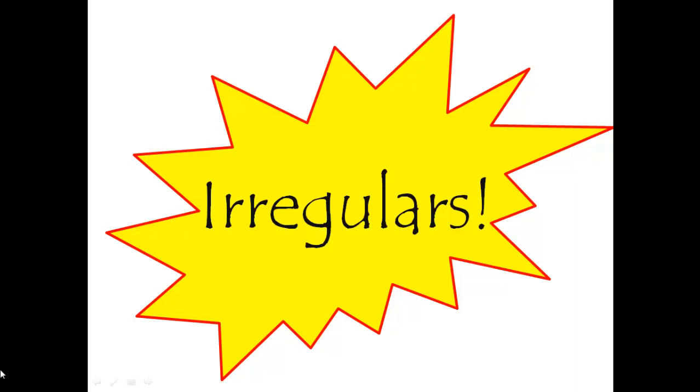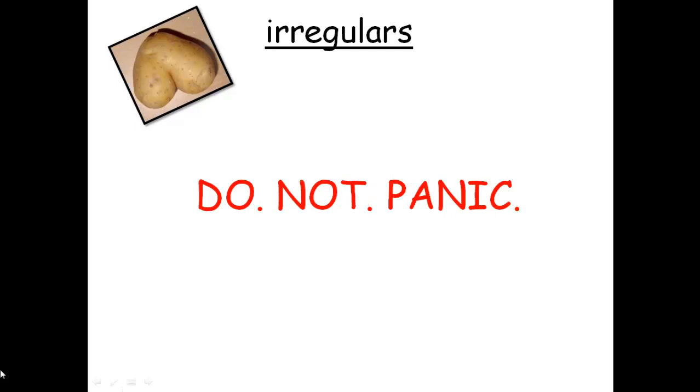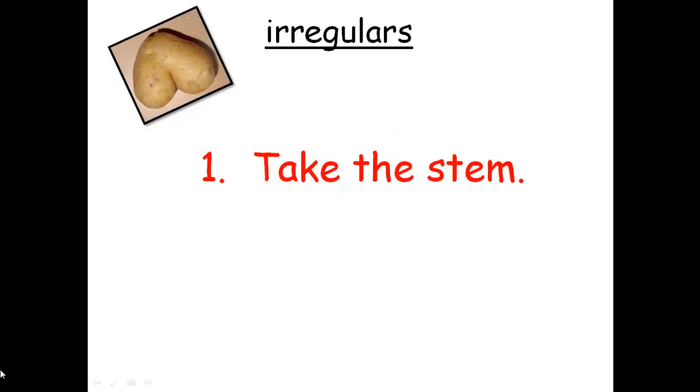So, with the irregulars, the first thing to remember is do not panic. Don't panic about the irregulars. There's some good news about them. And if you're feeling a bit sharp, you might be able to guess what I'm going to say. Well done. There are only about 13, give or take, common irregulars. And you indeed do have more fingers and toes than that, so stop freaking out. This is how you do it.